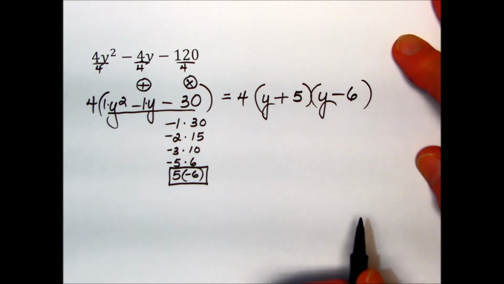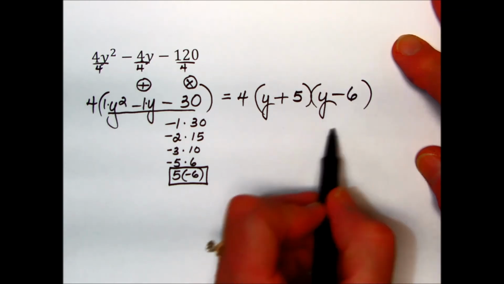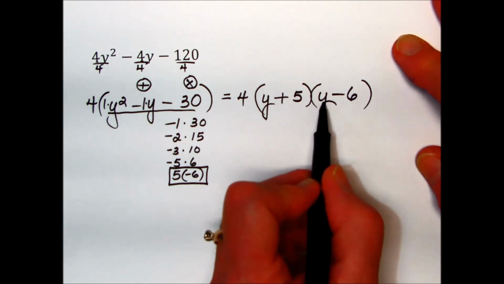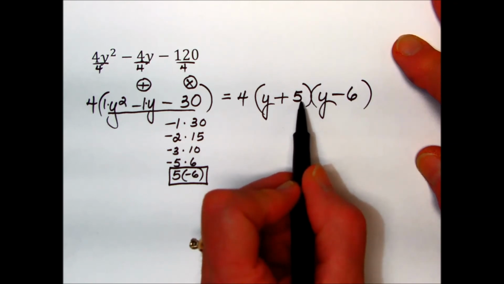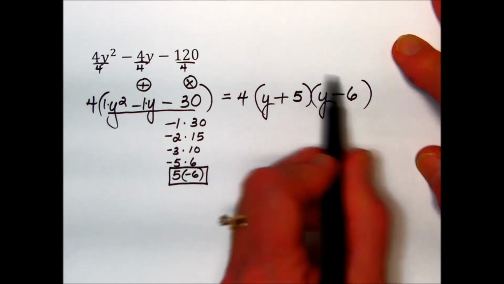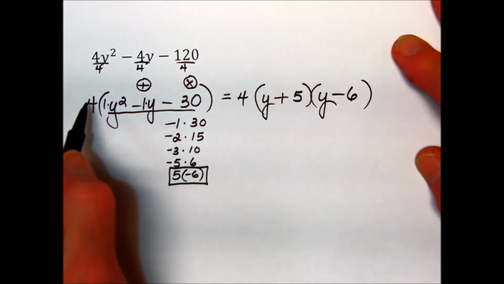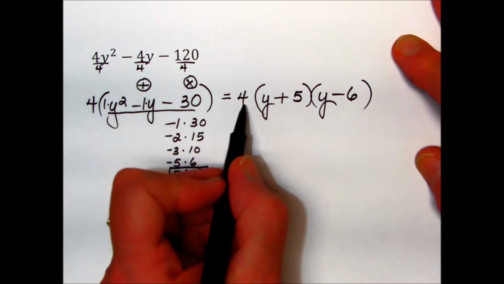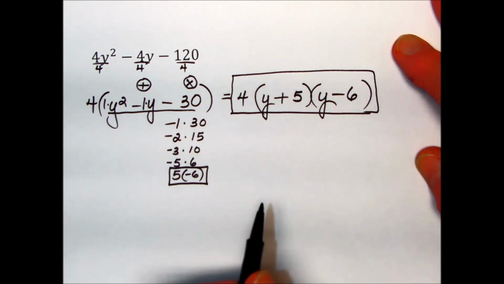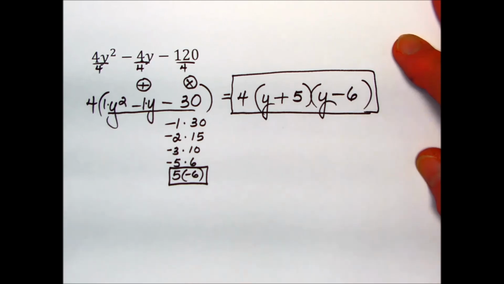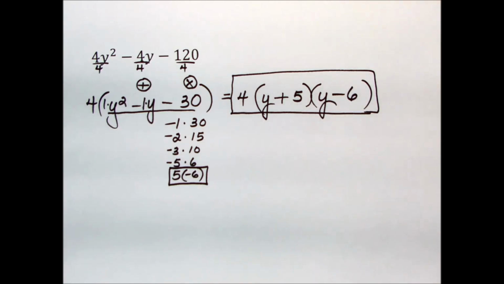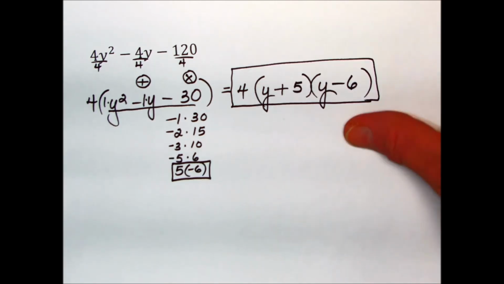A quick check. Your outside would give you a negative 6y. Your inside would be a 5y. They do add up to be a negative y. And of course, your last term better be the negative 30. And again, what you factor out, in this case the greatest common factor of 4, needs to be part of your final solution, because this should multiply to equal the original polynomial that was given.